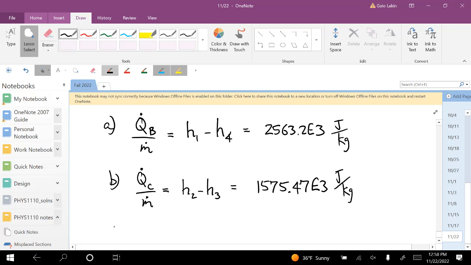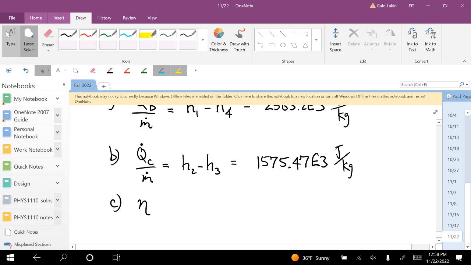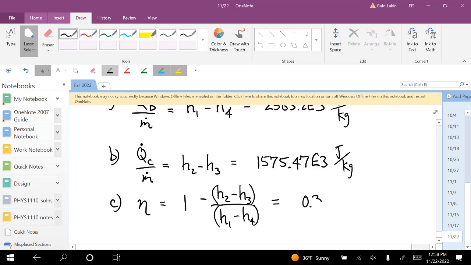And then the last thing is just the total efficiency. This is equal to 1 minus the quantity H2 minus H3 over the quantity H1 minus H4. Plug in those values and you get 0.385.